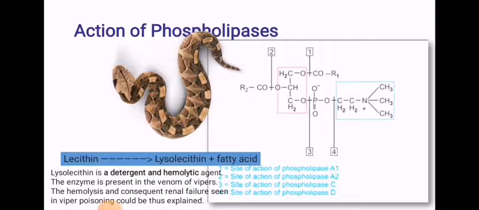When phospholipase A2 acts at site number 2, it releases a fatty acid, that is R2, and the rest of the compound is called lysolecithin. What is the importance of this lysolecithin? It is a detergent as well as a hemolytic agent. The enzyme present in the venom of the vipers is phospholipase A2. So the hemolysis and consequent renal failure seen in viper poisoning can thus be explained.